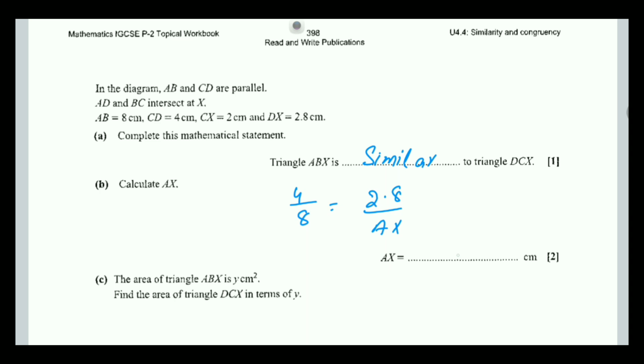make AX the subject. 4 ones are 4, 4 twos are 8. AX will be cross multiplied, 2.8 multiplied by 2. So that will be 5.6.